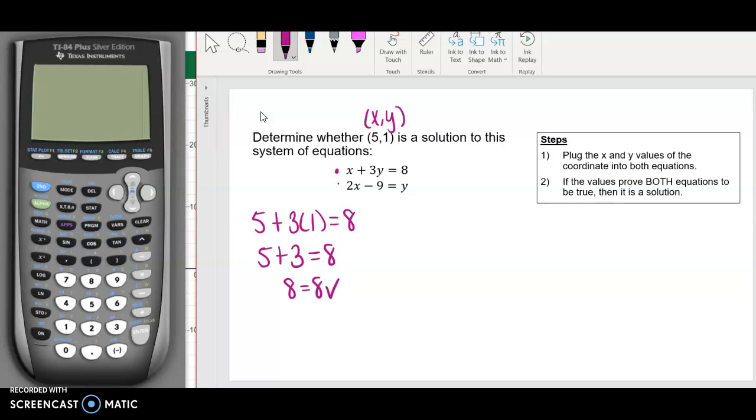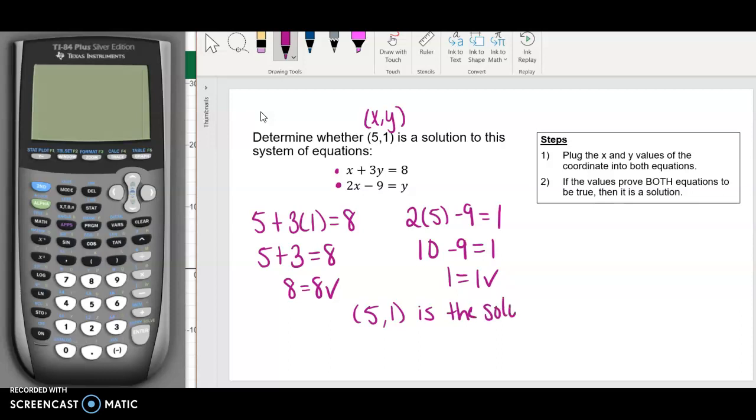Now I plug into the second equation. When I plug in, I get 2 times 5 minus 9, and I'm checking whether that does equal y, which is 1. So 2 times 5 is 10, so I have 10 minus 9 equals 1, and 1 does in fact equal 1. So that is telling me that (5, 1) is the solution because it makes both of the equations true, so it is the solution to this system of equations.